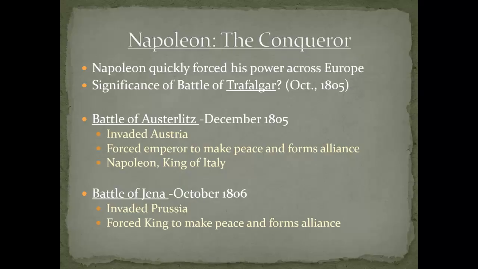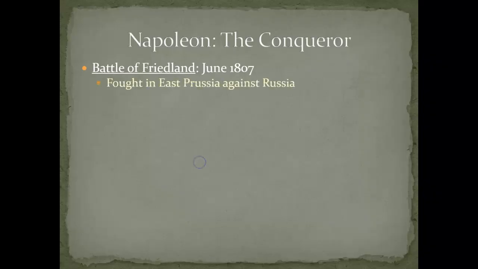The Battle of Jena is very, very similar, about a year later: an invasion of Prussia, forces the king to make peace and forces an alliance. So you can see a pattern in 1805 and 1806.